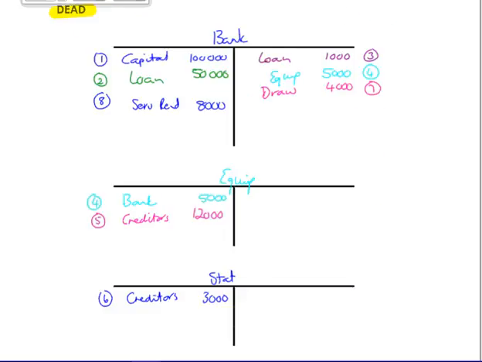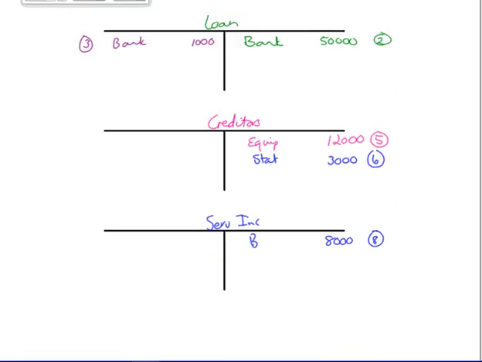Is that number 8? Yes, it is. And in service income, we say bank. Have you got an idea of the double entry system, how it works? Not just 2 accounts. One is a debit, one's a credit. So let's go to my DEAD page and let's just quickly look at that.